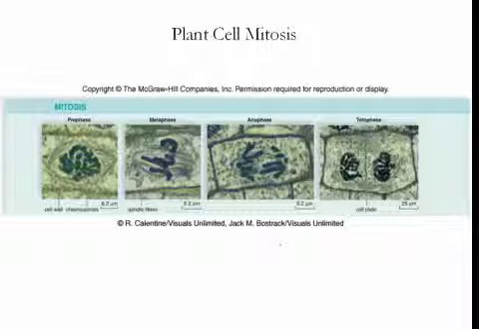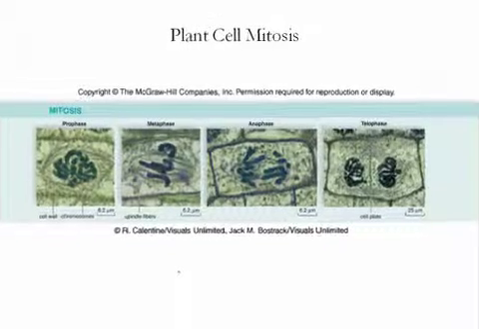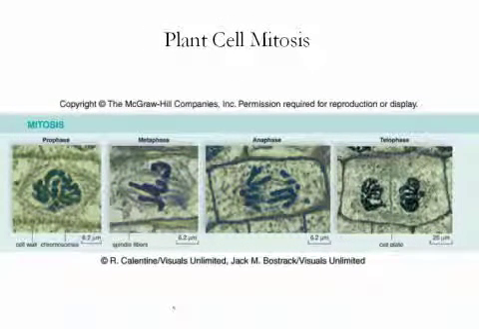This is a diagram that shows mitosis in plant cells. Plants go through the same stages. Prophase, you see the condensing chromosomes, the nuclear envelope has disappeared, the nucleolus has disappeared.